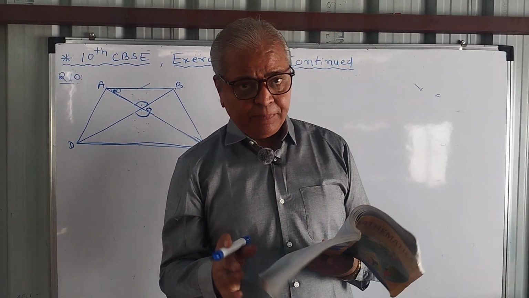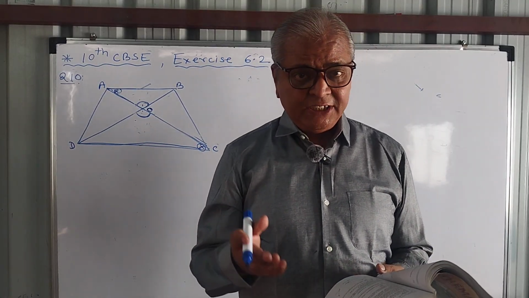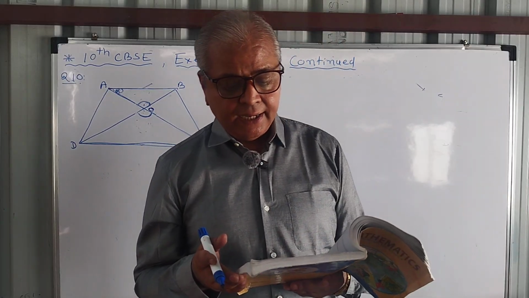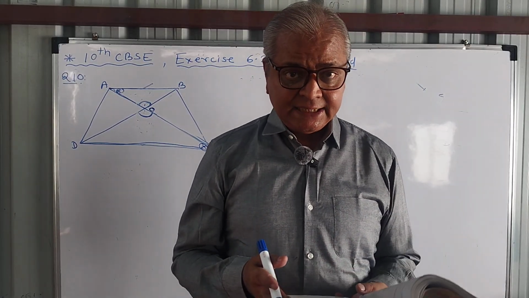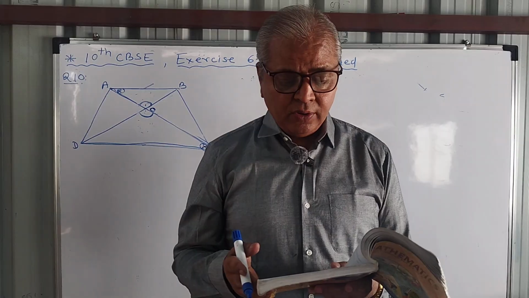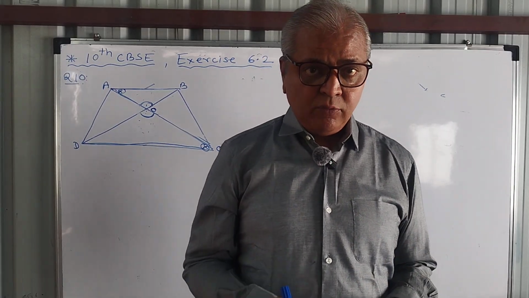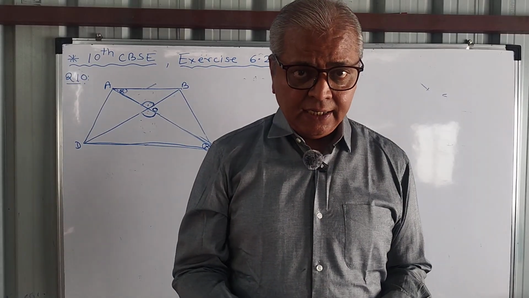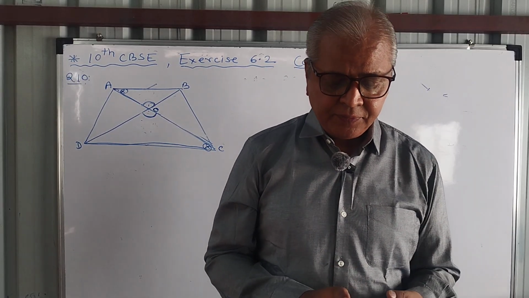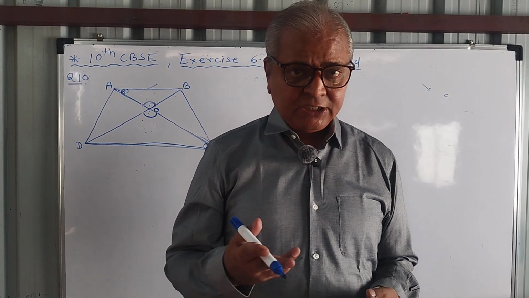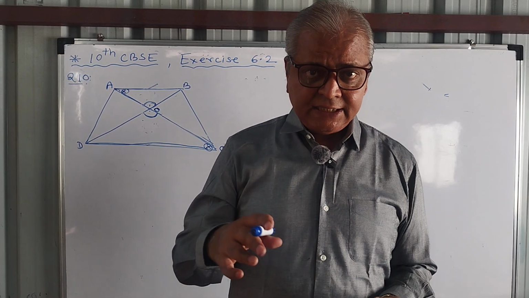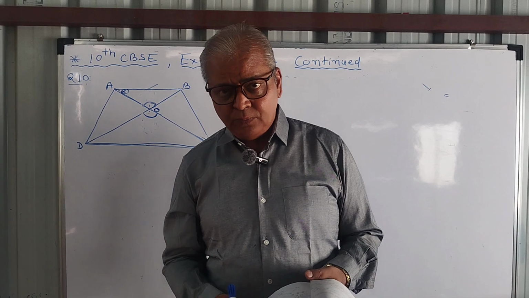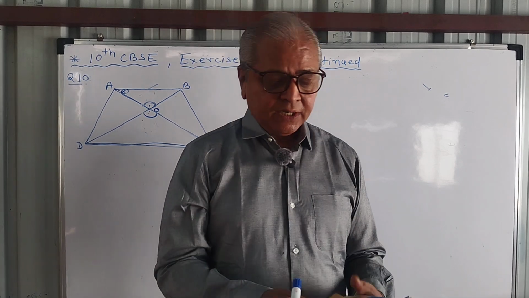The diagonals of the quadrilateral, we don't know which type of quadrilateral it is, but the diagonals of the quadrilateral intersect at point O such that AO upon BO is equal to CO upon DO. That means what we have proved in the previous question, in this question it is given, and in the previous question the quadrilateral is a trapezium given, but in this question we need to prove quadrilateral ABCD is a trapezium.